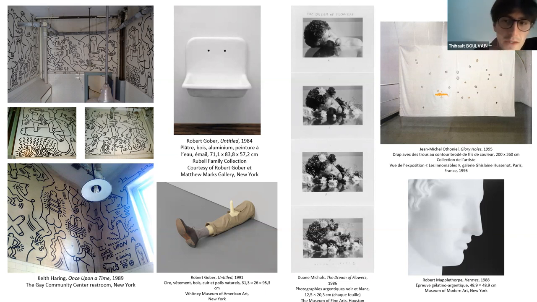Here you have some representations of, for example, ghost bodies, and of the impossibility of sexuality at the time of AIDS. You can look at the Keith Haring mural, Once Upon a Time, from 1989. One day someone asked Haring, why did you do this mural? And Haring answered, it was once upon a time, we did that once upon a time, but not now.